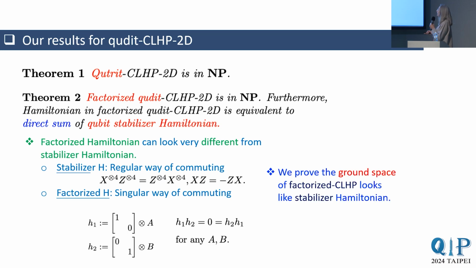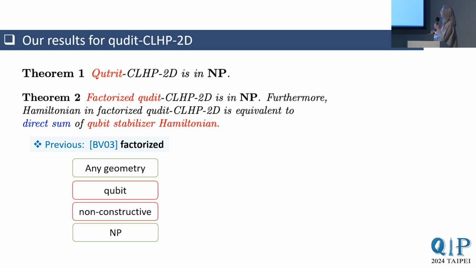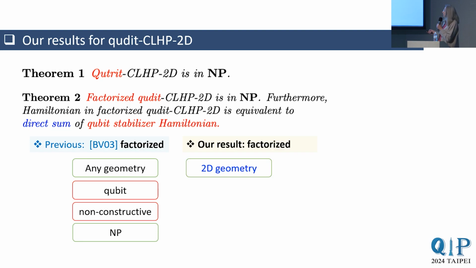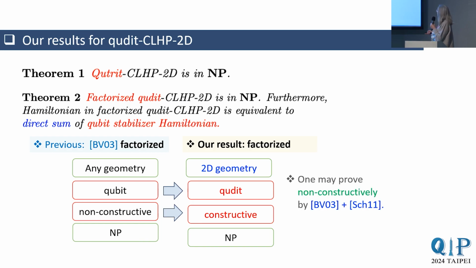All right, so just to compare our results with Bravyi-Vyalyi, their result holds for any geometry. We're embedded in 2D. But we can handle larger dimensional particles, and our proof is entirely constructive. There's an easier proof that's non-constructive by combining various techniques, but we go through the additional difficulty in order to get the complete characterization of the ground space.